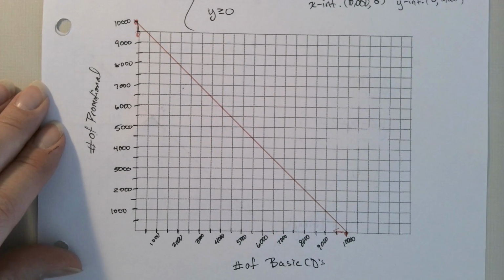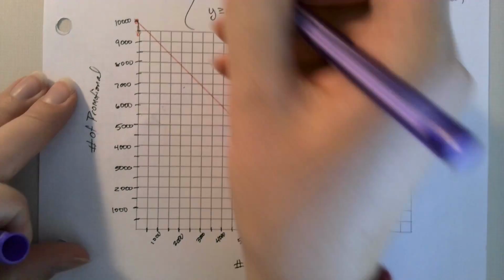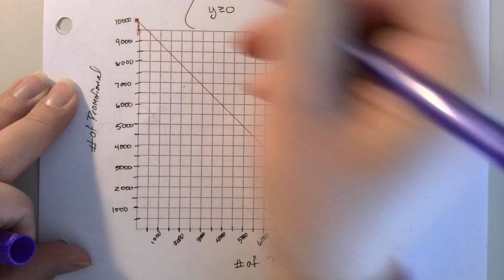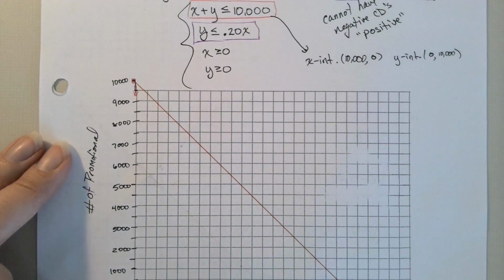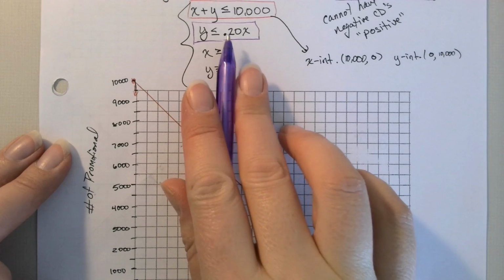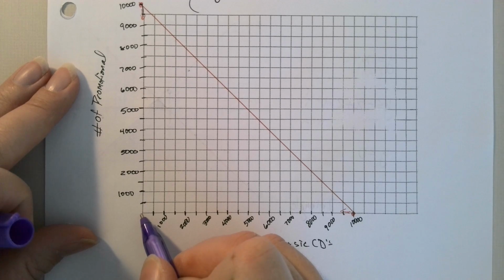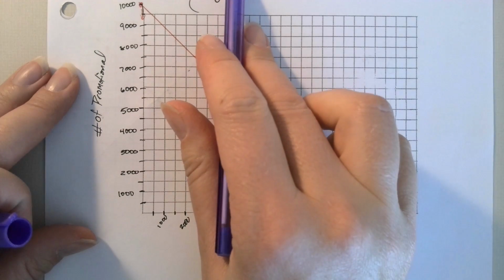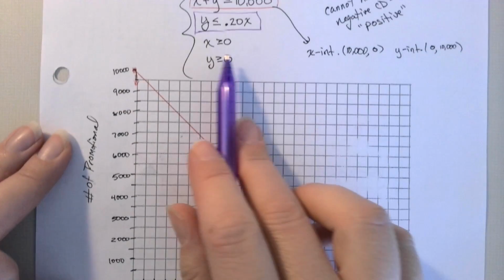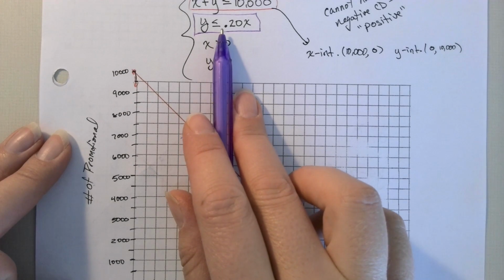Now, the next one's a little bit iffy. How am I going to graph this accurately? And that can cause an issue. So I don't want to graph 0.20. The y-intercept is 0. So I would start down here, but how am I going to do an accurate 0.2? I don't want that. I want my slope as a fraction.